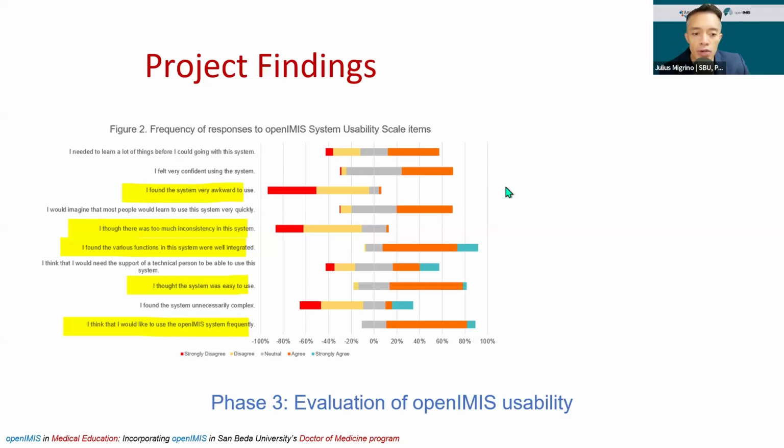Now, in order to achieve a greater SUS score, there were two main concerns that need to be addressed. These include participants needing to learn a lot of things before they can use the system, and participants also thinking that they need the support of a technical person to be able to use the system. The latter issue is very consistent with one comment which stated that openIMIS was hard to use and needs IT professionals on call.